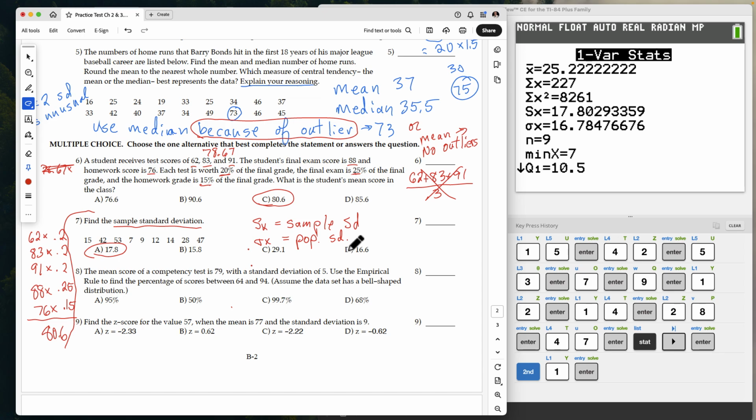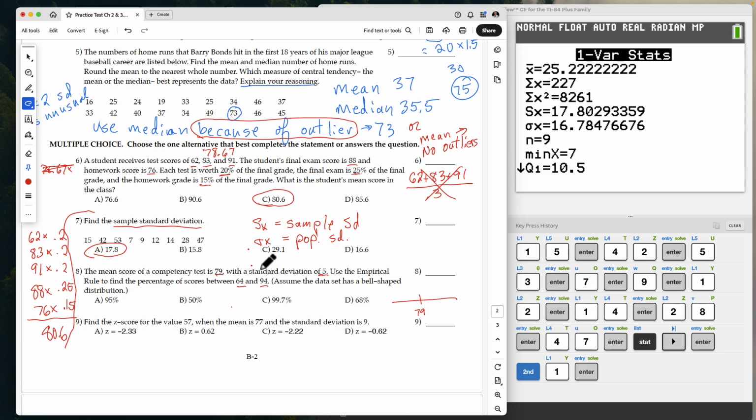Number 8, the mean score of a competency test is 79. So there's a mean with a standard deviation of 5. Use the empirical rule to find the percentage of scores between 64 and 94. Assume a bell-shaped curve, of course. It doesn't make any sense without a bell-shaped curve. But so we just do this. 79 is the mean.